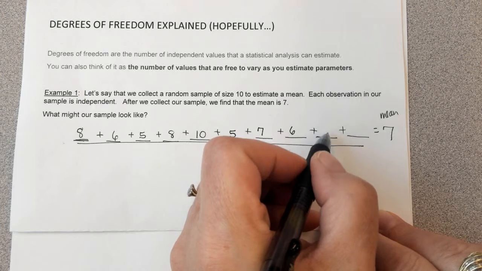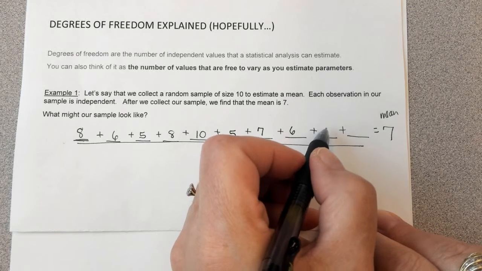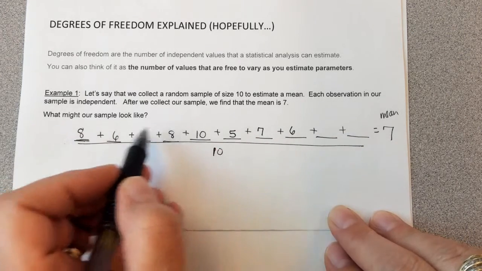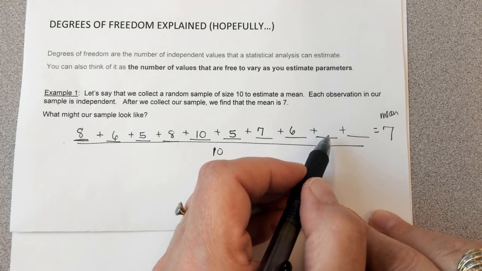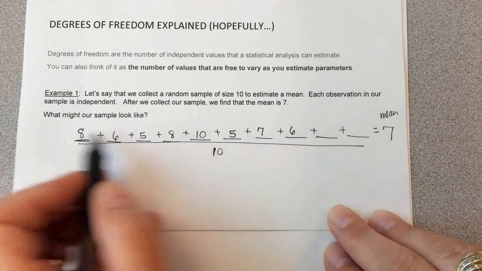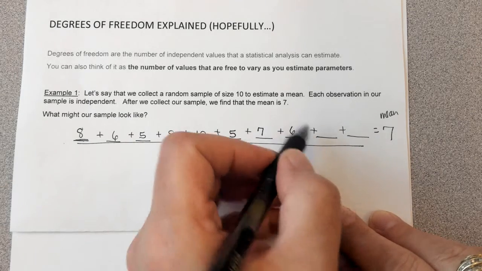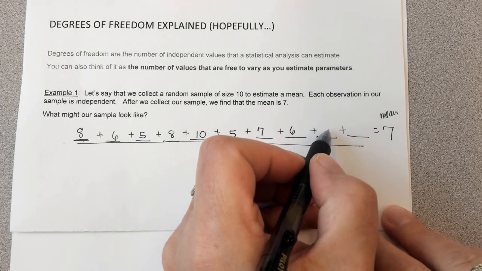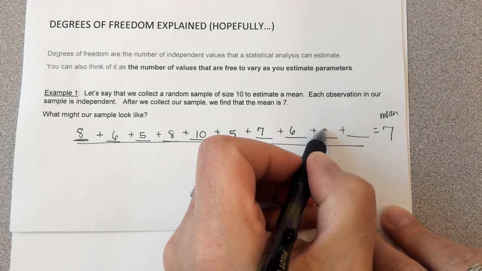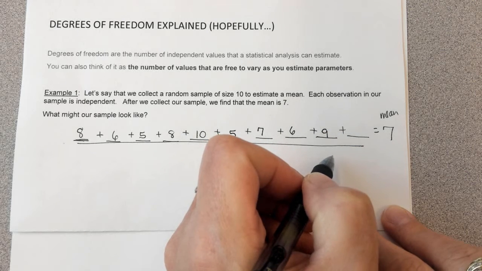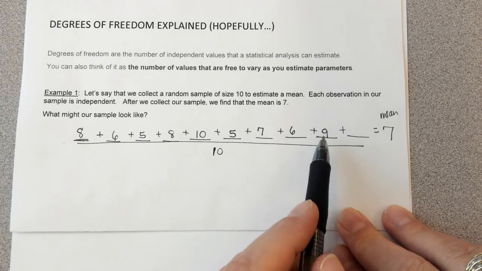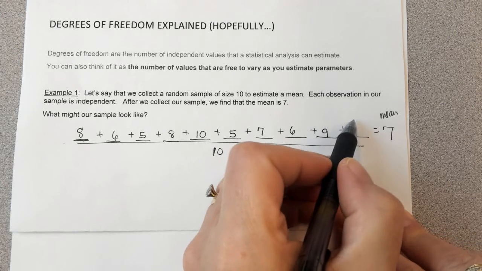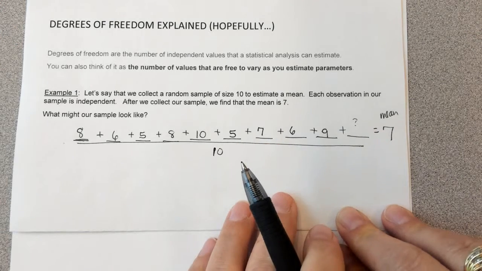Now, it probably has, at this point in time, before we know what these do, a little less room to vary, but it's still free to vary. It can be what it wants to be, as long as it doesn't shove this total all the way up to 70. So let's say, just for fun, that this one is a pretty big bunny rabbit as well, so it weighs 9 kilograms. Now, once those 9 are in place, is this one free to vary?